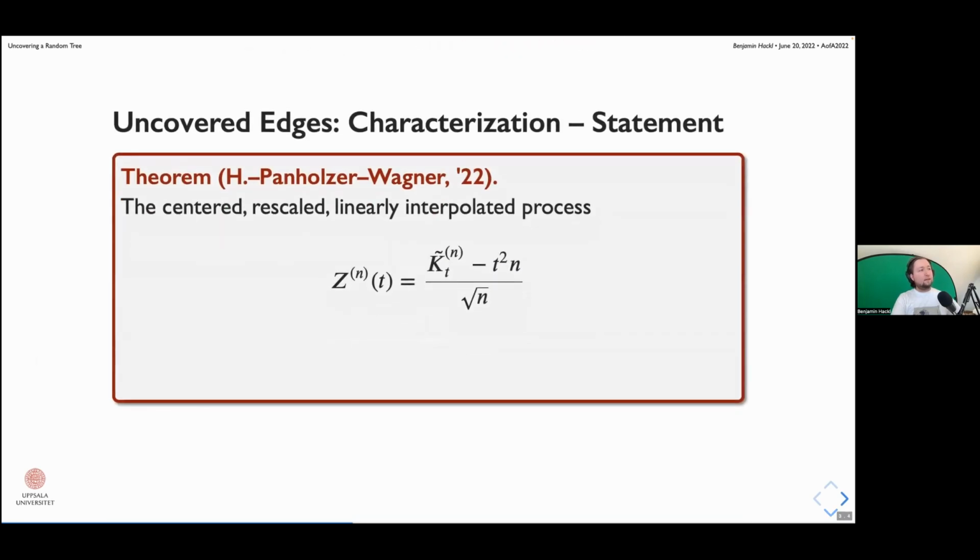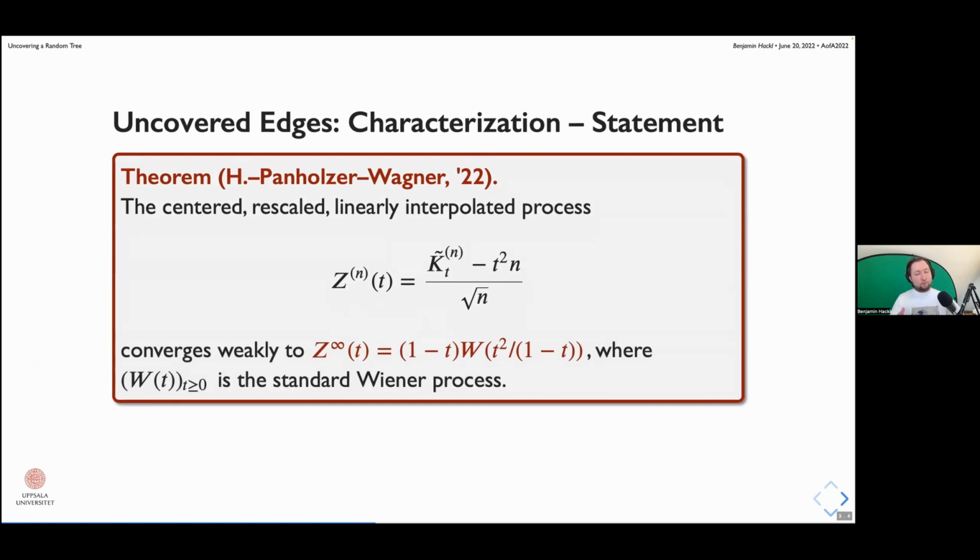I'll show you the result. So we take the process, we center it, we rescale it appropriately with a factor of square root of n. And this process we can show converges weakly to a limiting process, set infinity, which is defined as 1 minus t times Brownian motion with argument t squared over 1 minus t. So W of t is the standard Wiener process, the standard Brownian motion.